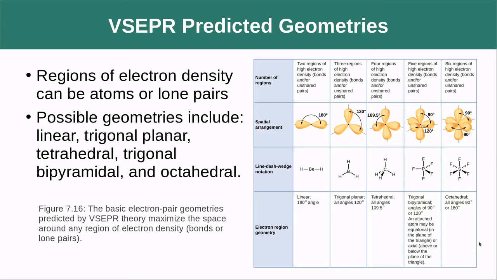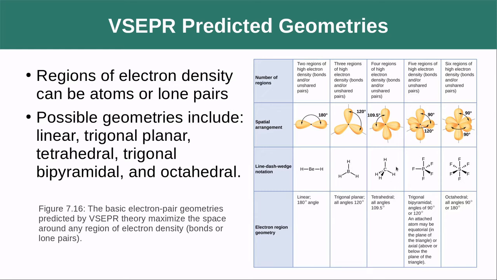Here we have a very important table that you guys are going to have to come back to, where we describe what's going to happen as we add different regions of electron density around central points. So remember that these could be atoms or they could be lone pairs. And when we have two regions, we get a linear structure. When we have three regions, we're going to get this trigonal planar. So it's all on the same plane.